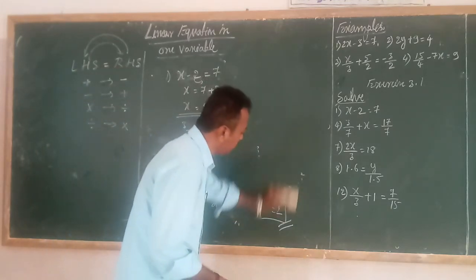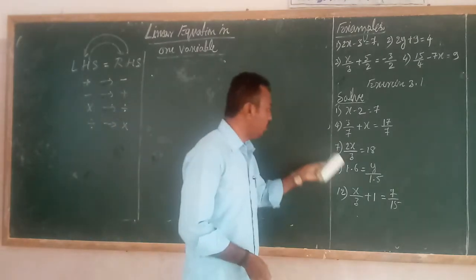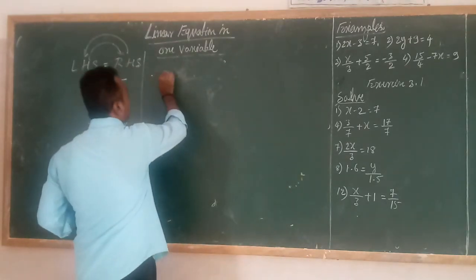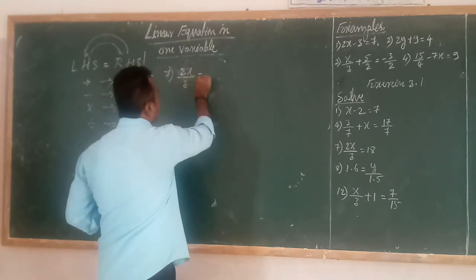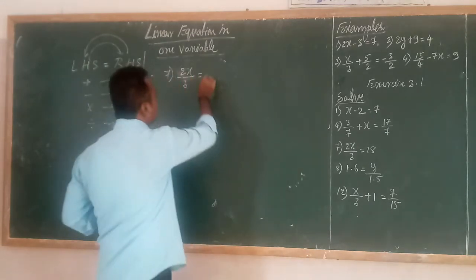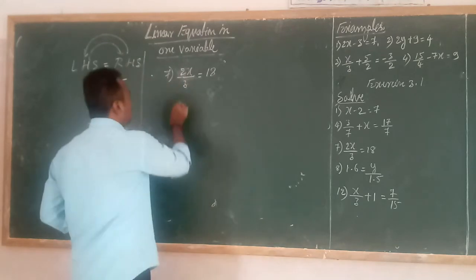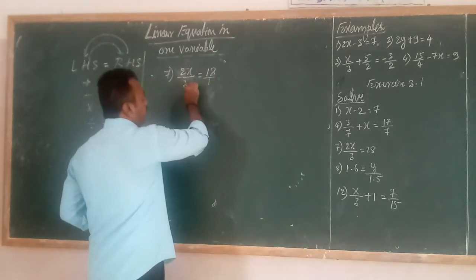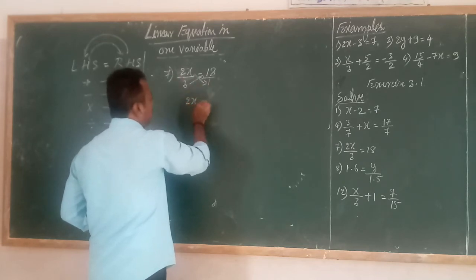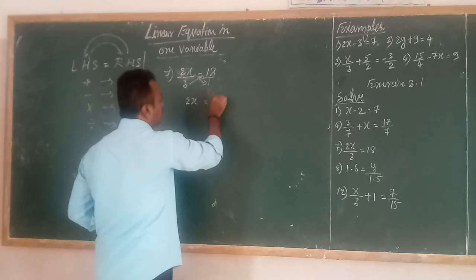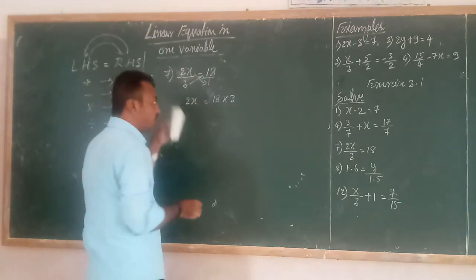next question number 7, 5th to 6th, this is homework for you. I will go to the question number 7, 2x by 3 is equal to 18. See students, now nothing is there means 1, now we have to cross multiply that. 2x into 1, 2x, it is equal to 3 into 18, or 18 into 3. You have to write as it is. You don't want to multiply that. So after, you have to multiply.